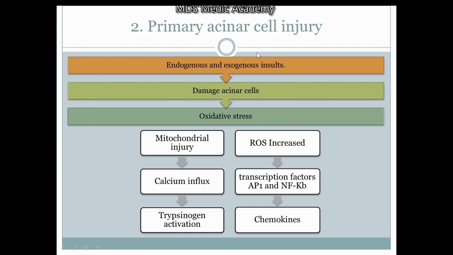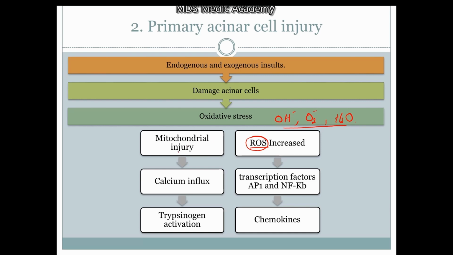So let's talk about primary acinar cell injury. There are certain endogenous as well as exogenous insults which can damage the acinar cells, which results in oxidative stress. So what is oxidative stress? Oxidative stress means excessive production of reactive oxygen species inside the cell. Reactive oxygen species include hydroxide ions, superoxide ions, and hydrogen peroxide. These are known as reactive oxygen species.